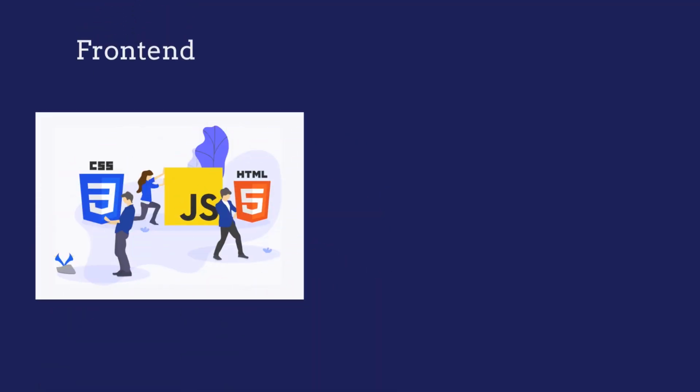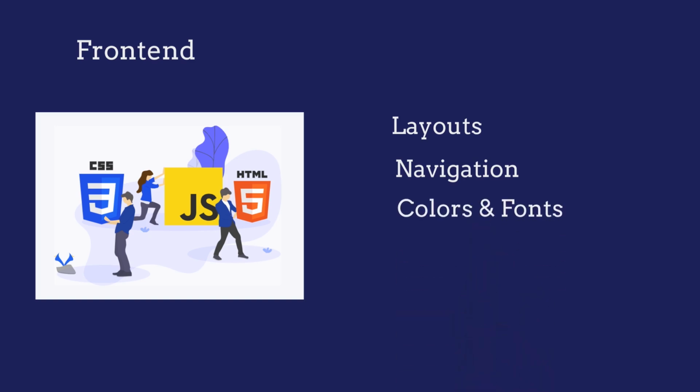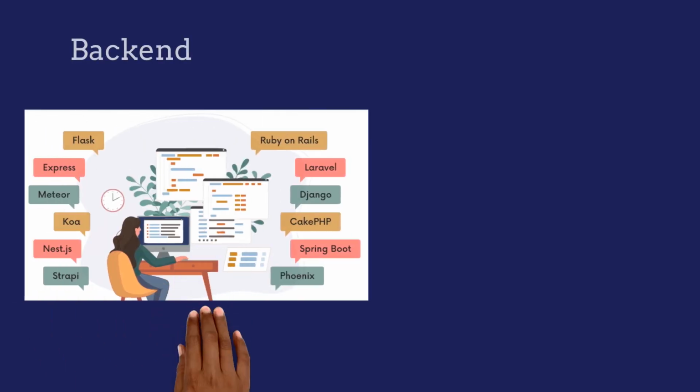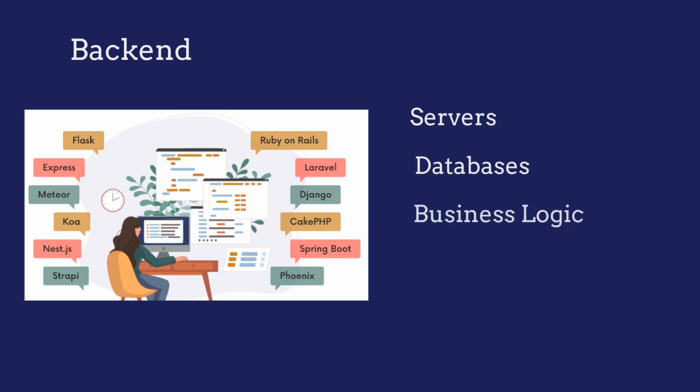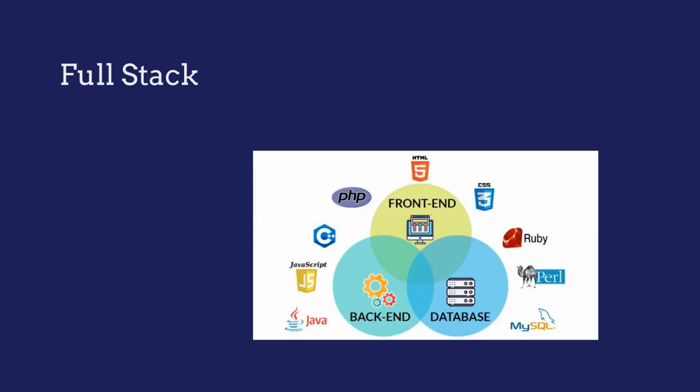Front-end development focuses on what the user sees and interacts with directly. It includes layouts, navigations, colors and fonts, buttons, and other elements. Back-end development focuses on how the website works behind the scenes. It includes the servers, the databases, business logics, and APIs. Full-stack development is the process of combining both the front end and the back end.